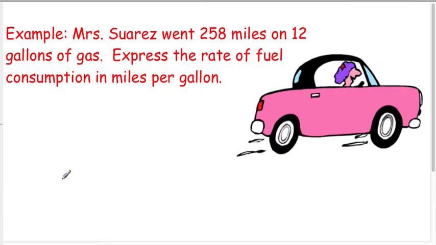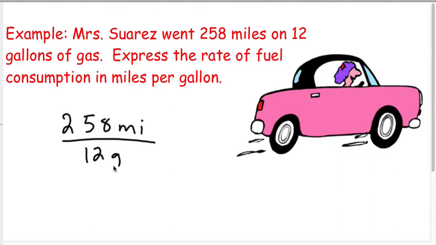So here's an example. Mrs. Suarez went 258 miles on 12 gallons of gas. Express the rate of fuel consumption in miles per gallon. Okay, so miles per gallon. Well, I know that she traveled 258 miles for 12 gallons. So she used 12 gallons in order to travel 258 miles. So I want to figure out her miles per 1 gallon.